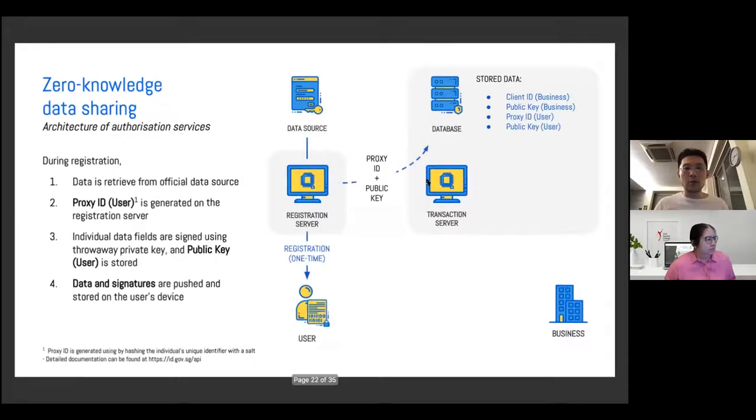The first step is when a user signs up, when he registers for SGID. When he registers for SGID, he goes through the registration server. And this is just the onboarding process. As he registers, he pulls all his data from the data source onto the registration server. The registration server signs all this data, does a digital signature for all this data, and then hands it off to the user, and then we delete it from the server. So we never see it ever again.